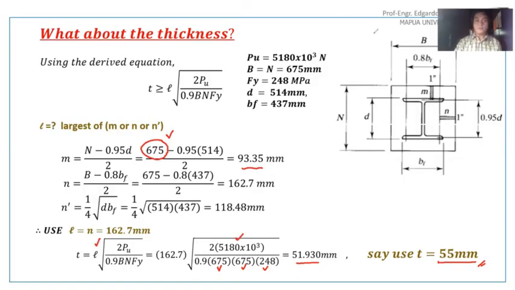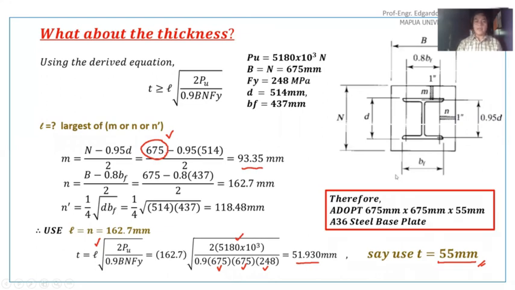Okay, so finally, our design answer would be adopting 675 mm by 675 mm by 55 mm A36 steel base plate for this problem. Okay, so that's how we design rectangular or square base plate given yung column load. Okay, so thank you.